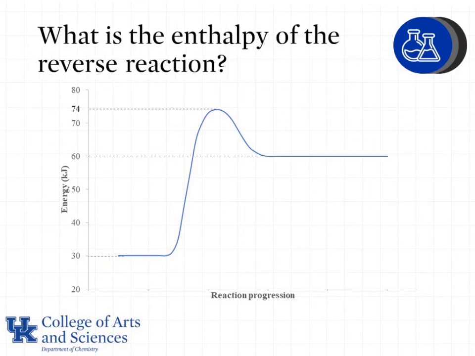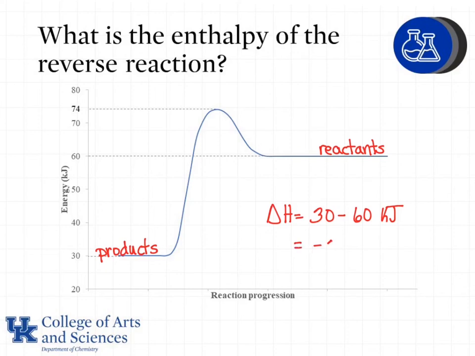What is the enthalpy of the reverse reaction? Again, our reactants are on the right, and our products are on the left side of the curve. For enthalpy, we always take products minus reactants. So we have the enthalpy is going to be equal to 30 kilojoules minus 60 kilojoules. So our enthalpy value is minus 30 kilojoules.